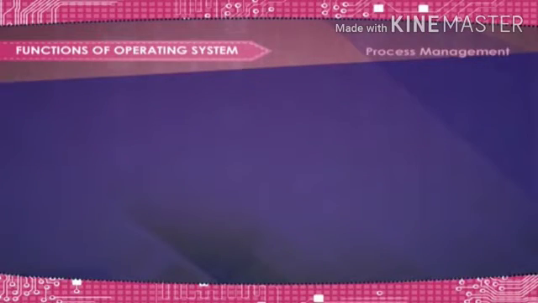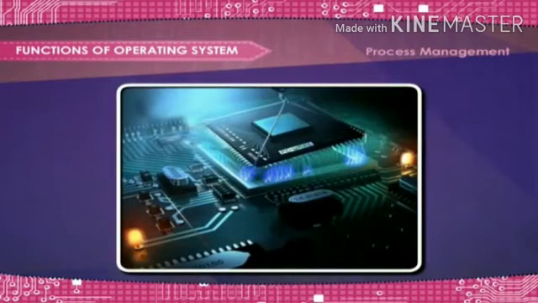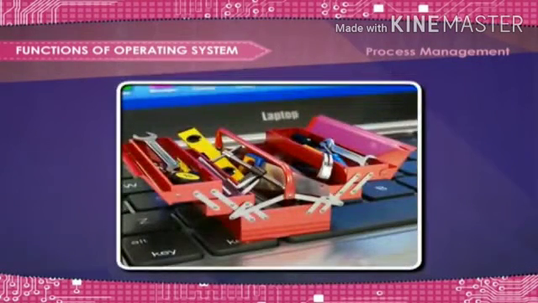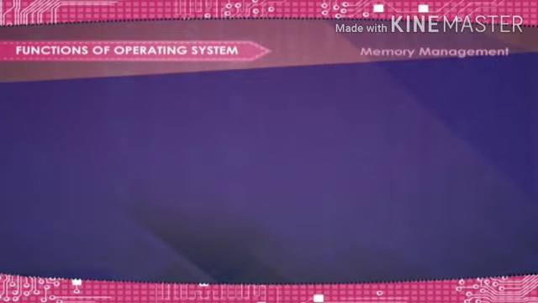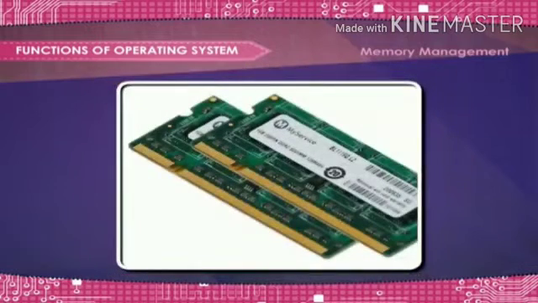process management. The process management takes care of the creation and deletion of processes, scheduling of various system resources, and providing mechanism for synchronization and communication among processes. Memory management. The memory management module takes care of the allocation and reallocation of memory space to the various programs.